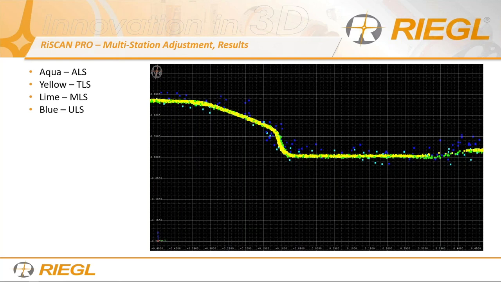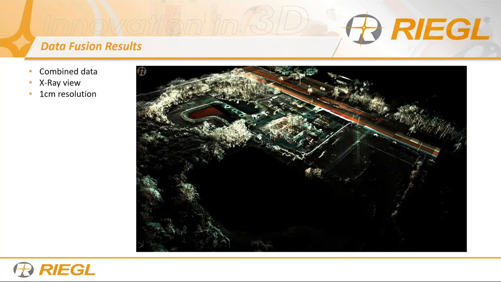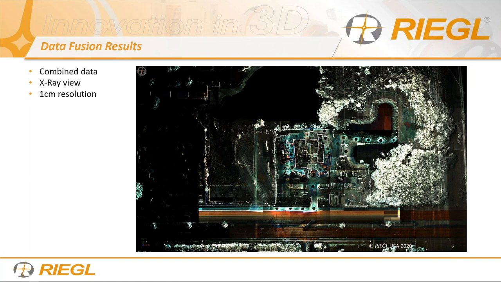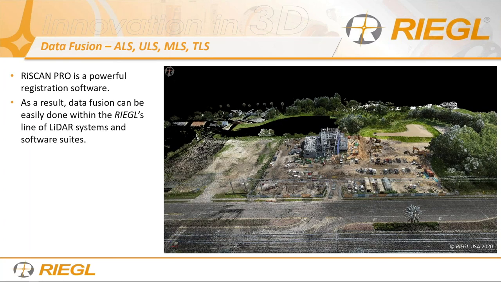I couldn't ask for better results. Here is the results, combined data. This is an X-ray view at a 1 centimeter resolution. Same thing here is the bird's eye view. You can see the sheer amount of data that is collected and all the detailed information in there. So very good results. Here's the color point cloud. So data fusion: ALS, ULS, MLS, TLS. RiSCAN Pro is a very powerful registration software, and it does it beyond the software.